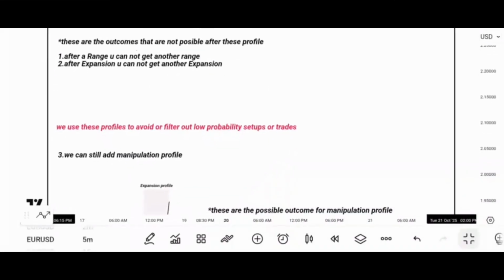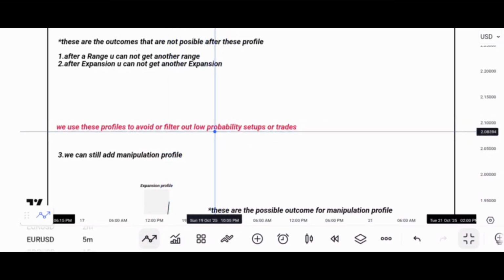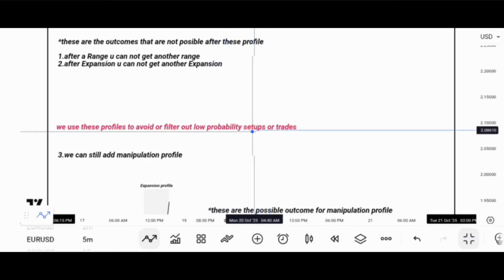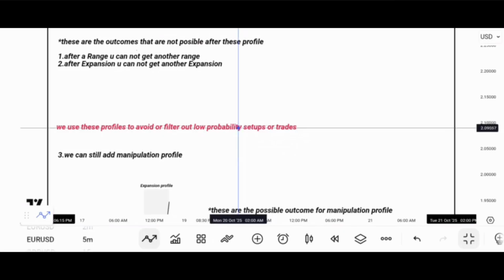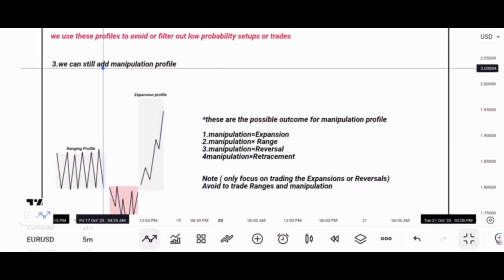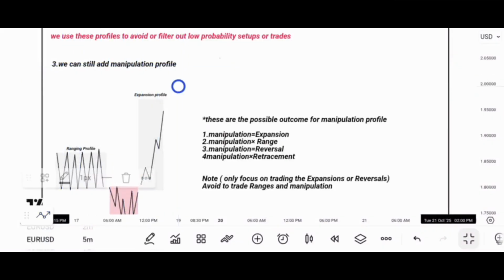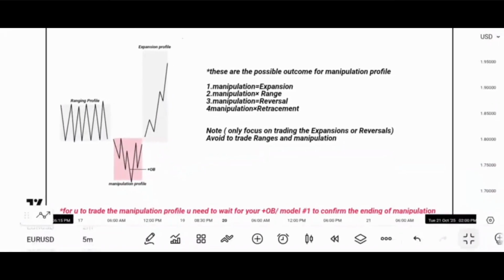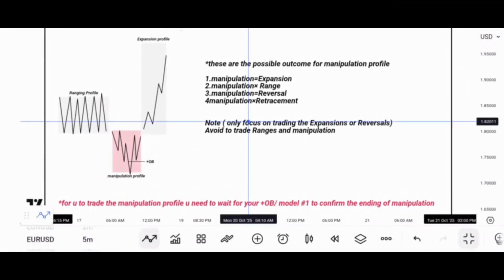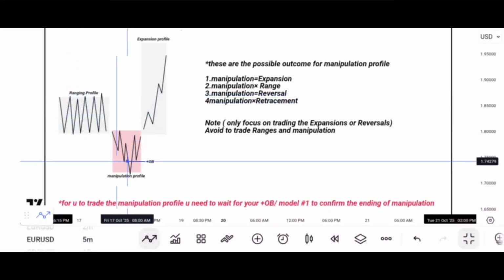So we use these market profiles as a filter, right, to avoid our lower probability setups or trades. And then we can even take it further by adding another profile, which is a manipulation profile, right? So on the manipulation profile, how it works is like this. Price is going to range, and then it's going to manipulate to the downside.